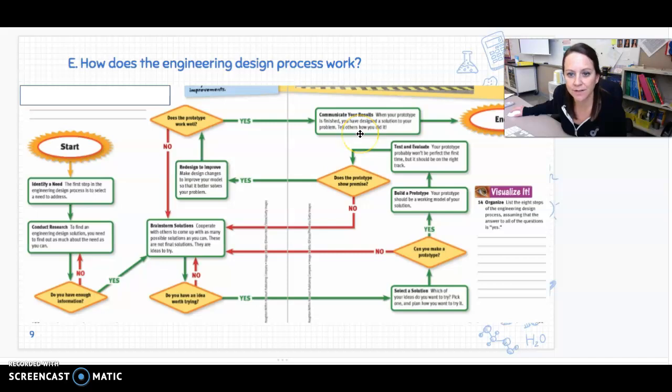So when your prototype is finished, you have designed a solution to your problem and tell others how you did it. And then you would share ideas with other people. And then you're at the end. So we're going to be using the engineering design process and looking at these different steps throughout the next week or so. So make sure you get everything finished in your notes.